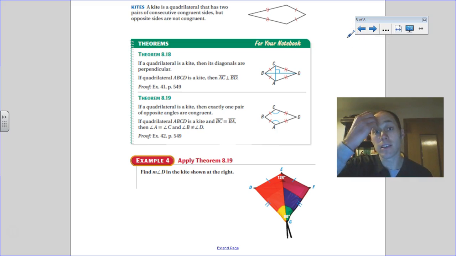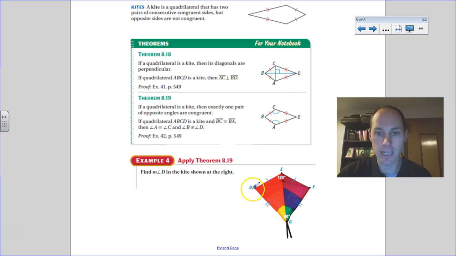And finally, let's take a look at kites. A kite is a quadrilateral that has two pairs of consecutive congruent sides. These consecutive sides are congruent. These consecutive sides are congruent. But opposite sides are not congruent. So that's how it's different from, say, a parallelogram or a square. So if it's a kite, we talked about its diagonals being perpendicular. We saw that on GeoGebra. We also saw that one pair of opposite angles was congruent as we dragged that figure around.